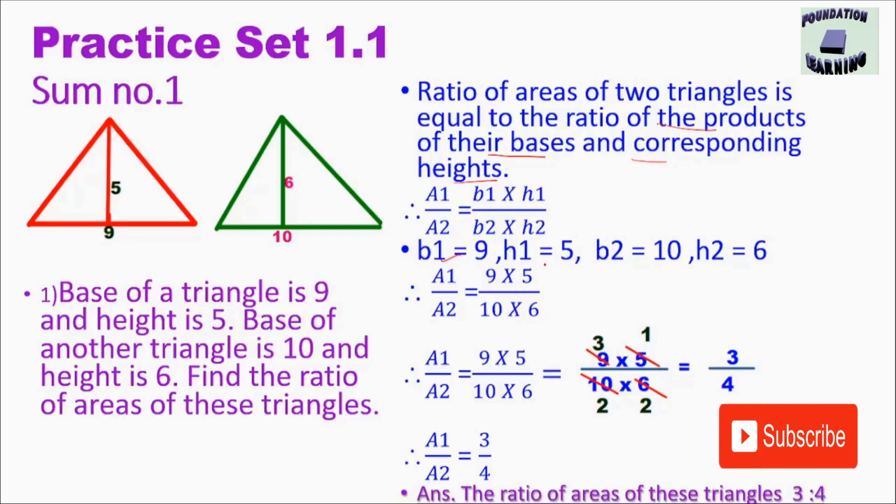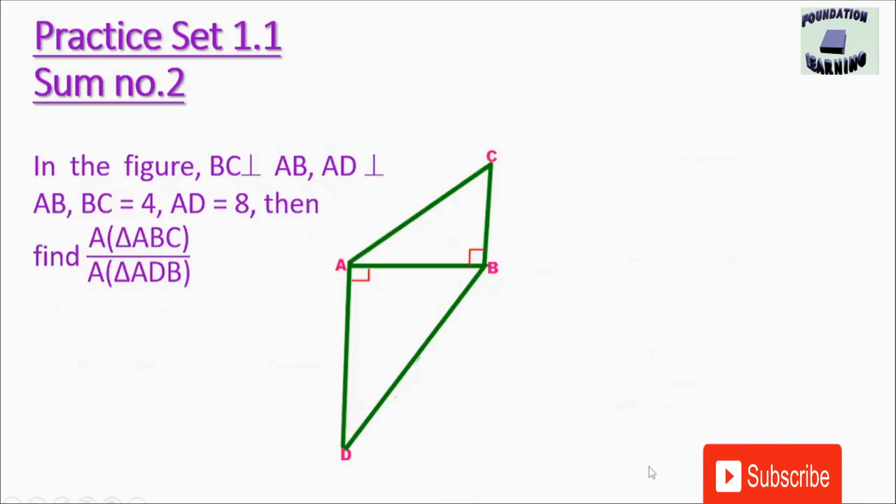So we have B1 as 9, H1 as 5, B2 as 10, H2 as 6. So A1 upon A2 is equal to B1 is 9, H1 is 5, into B2 is 10, into H2 is 6. So here we cancel and we get 3 upon 4. So A1 upon A2 is 3 upon 4. Find the ratio of the areas, that was the question. So the ratio of the areas of these triangles is 3 is to 4.